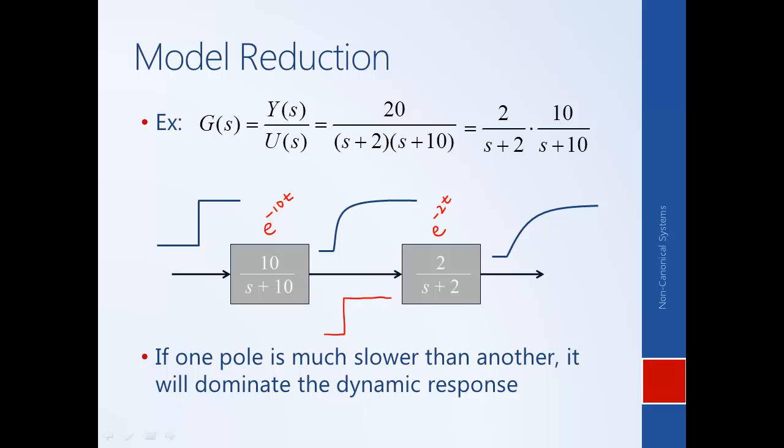And so what we can do is, in essence, replace this first system by a static gain that provides the same steady state value as the original dynamic transfer function. And so if we feed this static gain, we're just going to get a scaled version of the step. And then if we feed that step into our system, we're going to get a very similar response to what we have here.